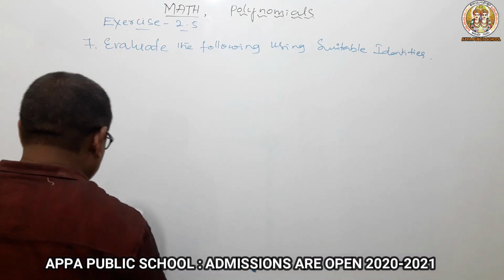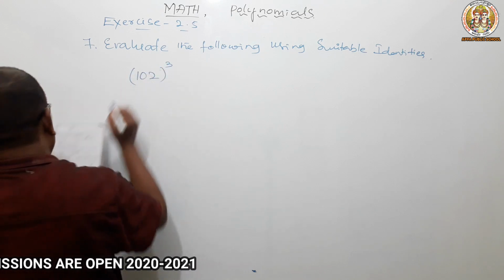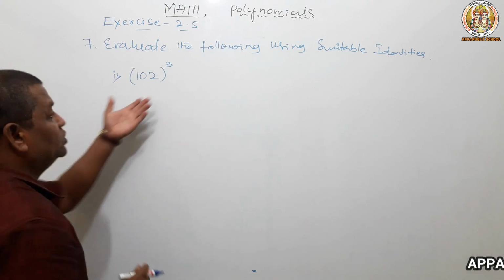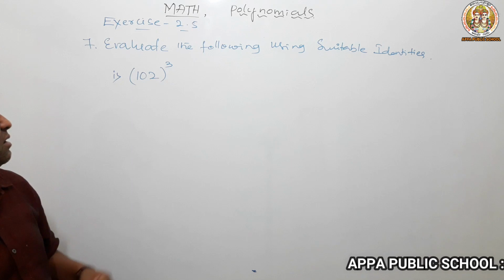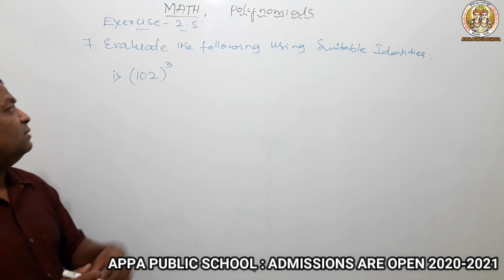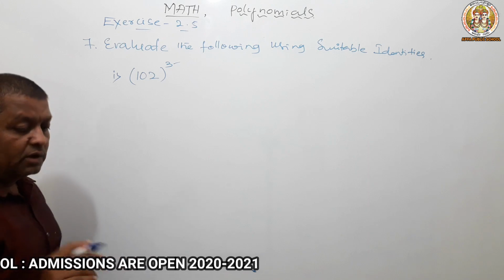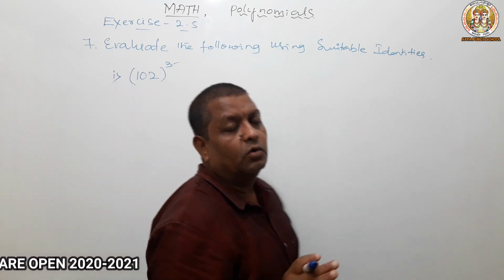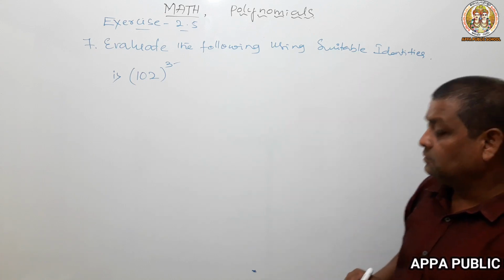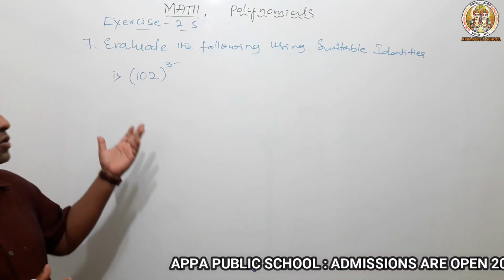So here I am going to take one sum and the remaining are all the same. If you understood the concept with one sum, then we can do the other two also. Very simple, we already did it in the online class and gave notes also. Once again we are going for revision. 102 cube, we can't do by the simplified method, so 102 into 102 into 102. Using suitable identity means we need to bring it into identity form. Afterwards only we can solve this.